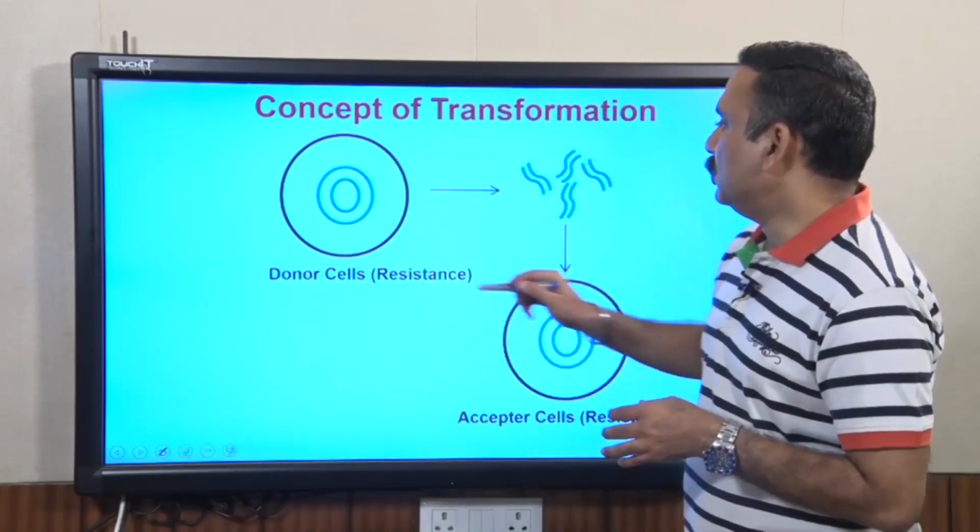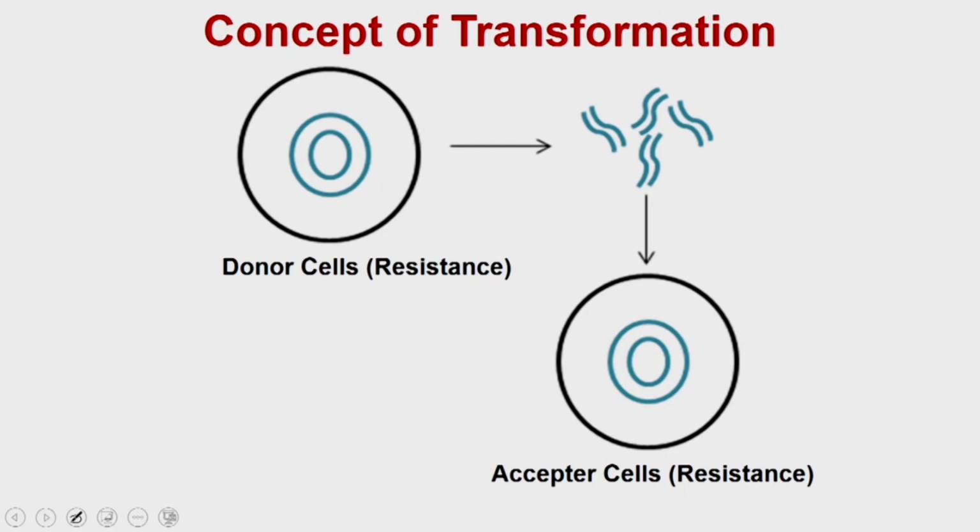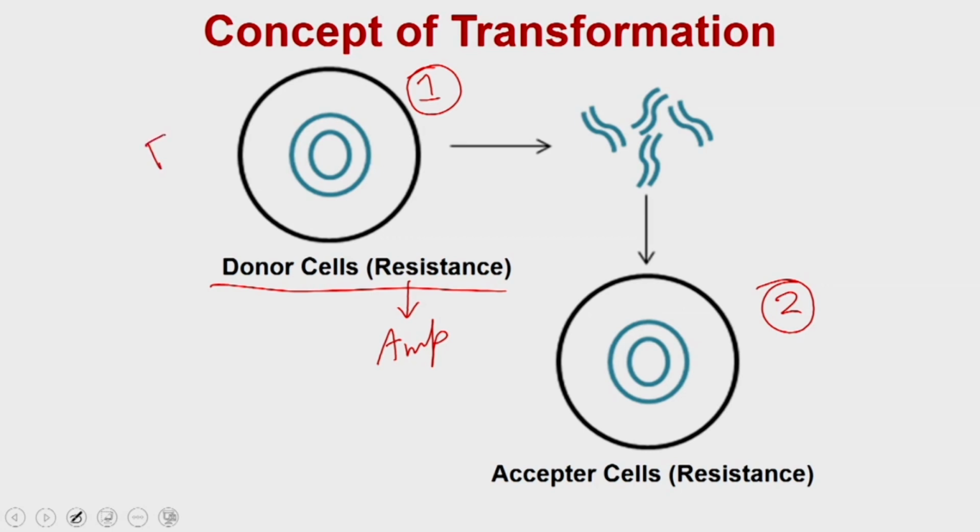For example, you have two bacterial species. The first bacterial species contains a plasmid which provides resistance to ampicillin. And this acceptor bacteria, bacteria number 2, which is also present in the colony, both of these bacteria belong to the same species or a similar kind of species. For example, this is also E. coli and the other one is also E. coli.